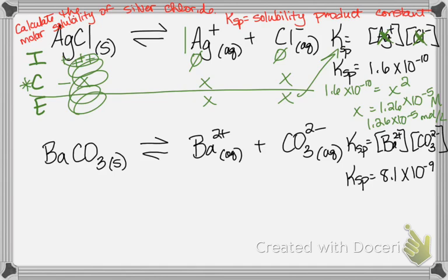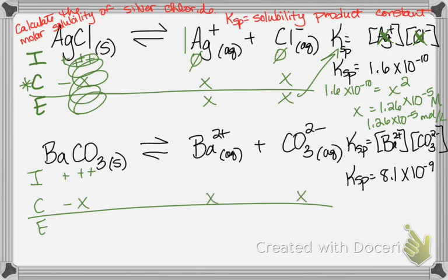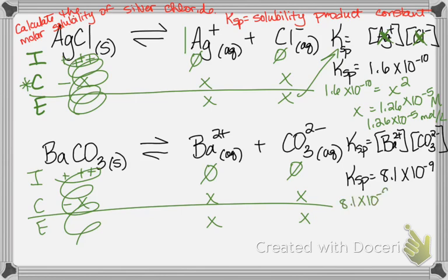Okay, so let's do the same thing for barium carbonate. The problem would say calculate the molar solubility of barium carbonate. Do you see that the ice table is going to be set up the same, where we have some barium carbonate, X amount of it ionizes. So at equilibrium, we have X amount of barium and X amount of carbonate. So again, we end up with the KSP, 8.1 times 10 to the minus 9, is equal to X squared.